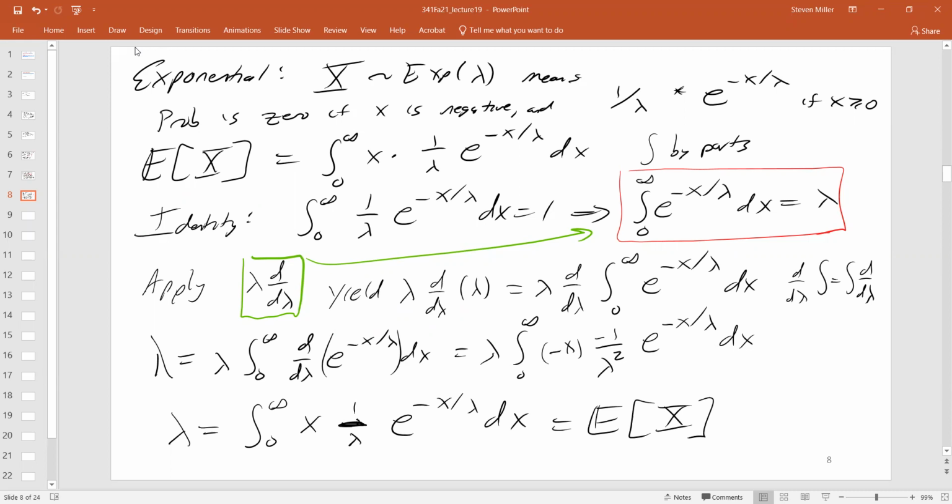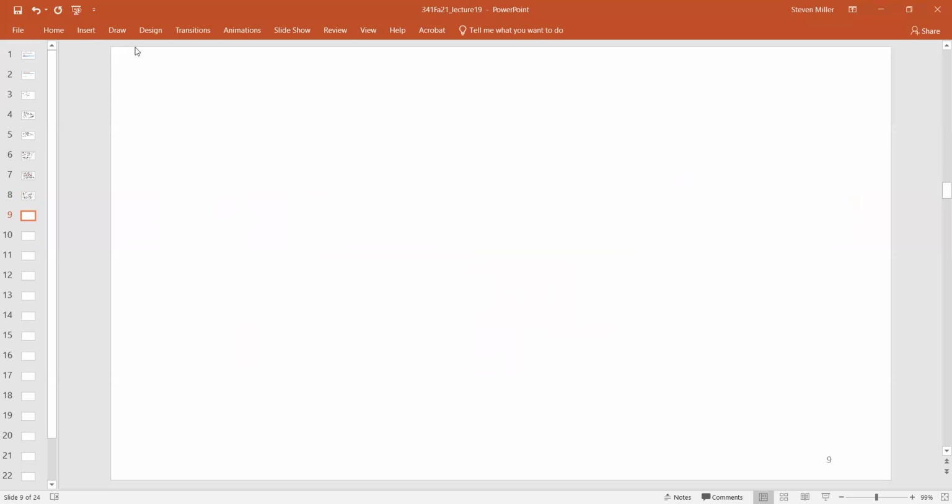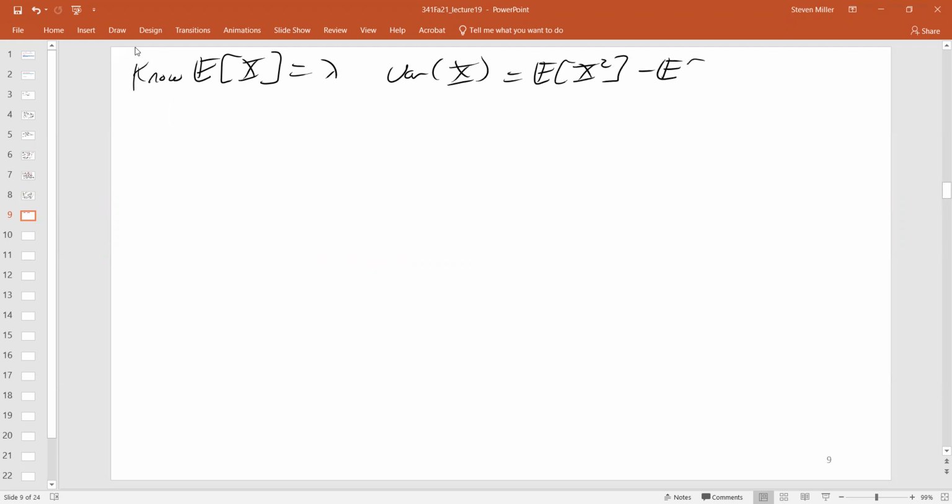Could we calculate the variance? Yeah. Do people want to do the variance? Just do another. Sure, let's do it. All right. So we know that the expected value of x is lambda. The variance of x is going to be the expected value of x squared minus the square of the expected value. So we just have to calculate the expected value of x squared.